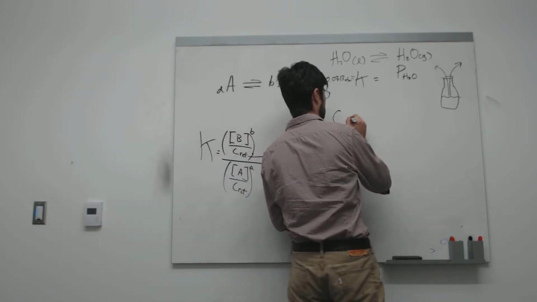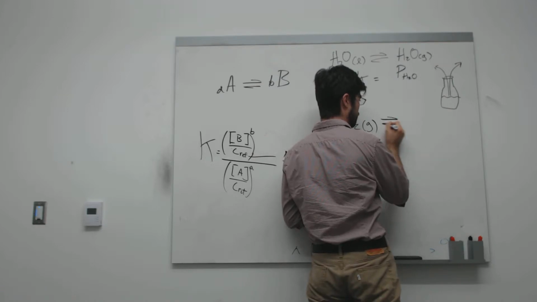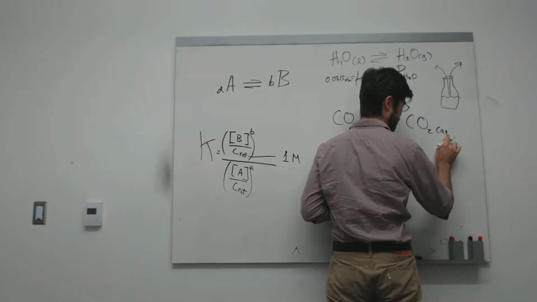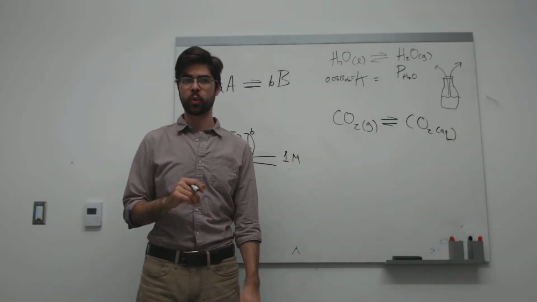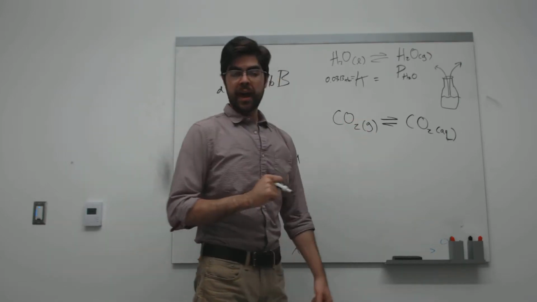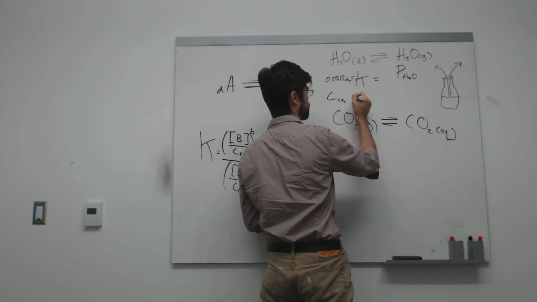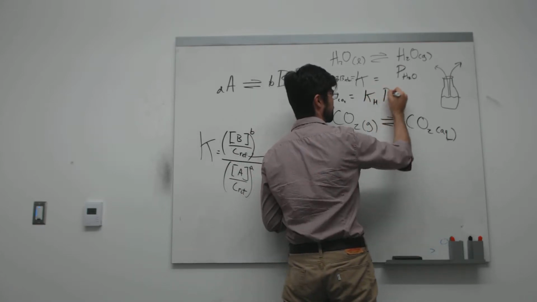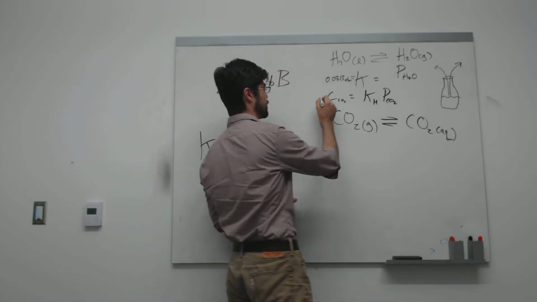Let me describe that. If I had carbon dioxide gas in equilibrium with carbon dioxide dissolved in an aqueous solution, so this was when I was making the soda water, that sets up an equilibrium process. Henry's law says that the concentration of CO2 in the aqueous phase should be equal to some constant times the partial pressure of the CO2. That is Henry's law.